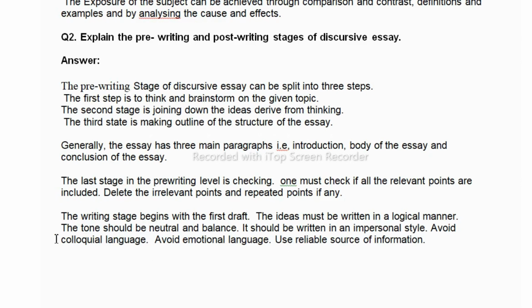The tone should be neutral and balanced. Here you cannot be biased; you have to be unbiased. Your tone should be neutral. It should be written in an impersonal style. You cannot show personal feelings here. Avoid colloquial language. Avoid emotional language. Use reliable sources of information. Here you have to use the facts. Reason and facts you have to show here.